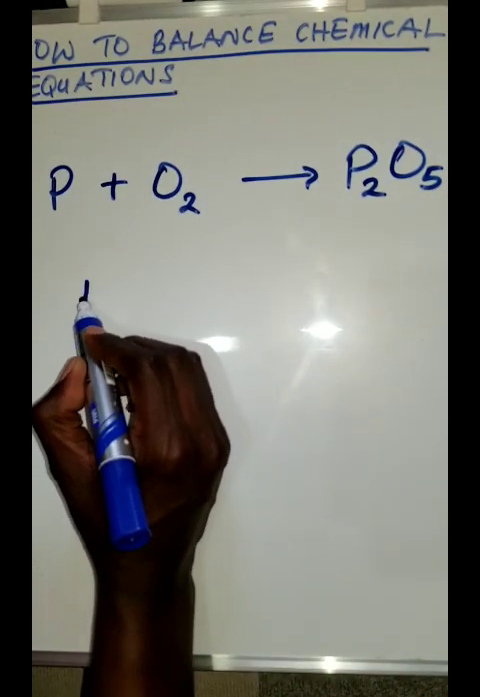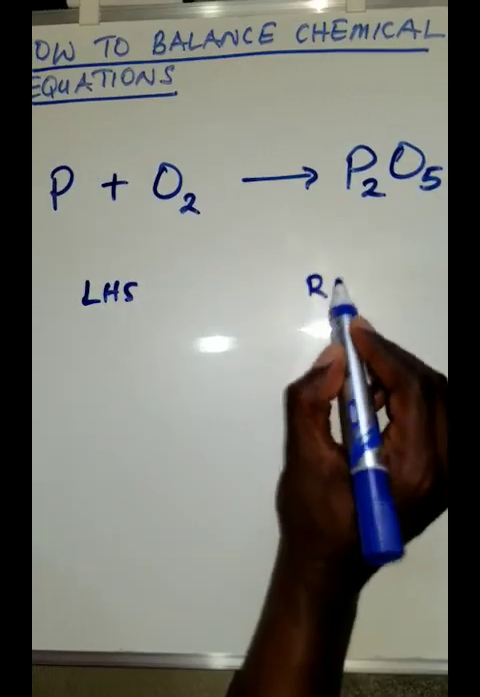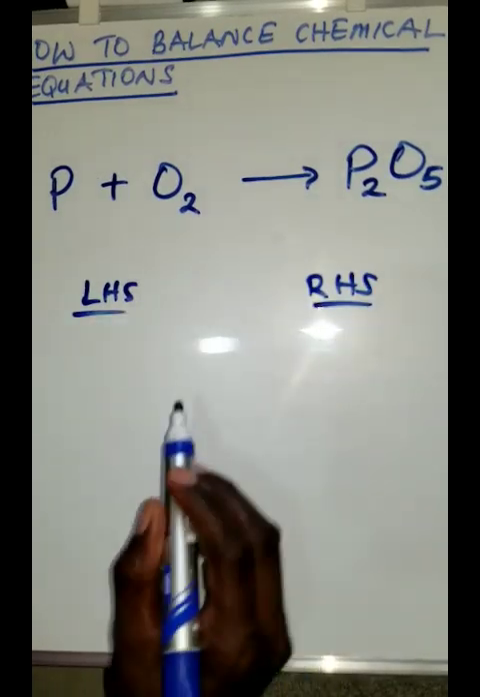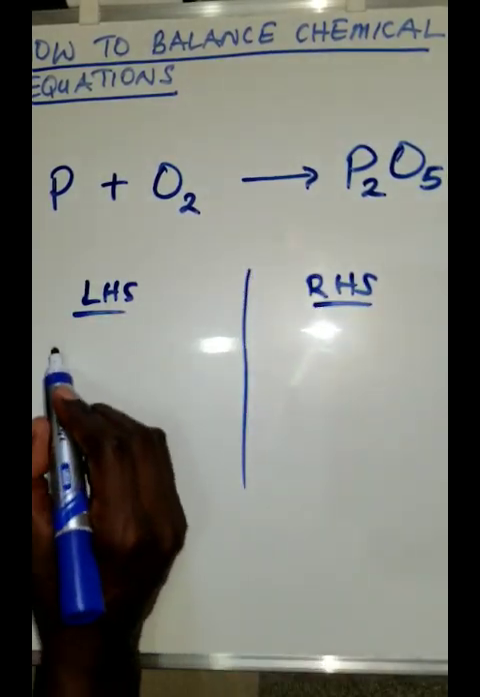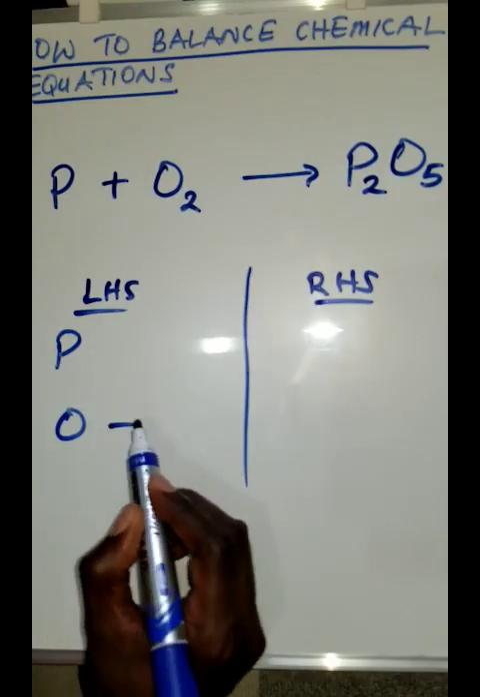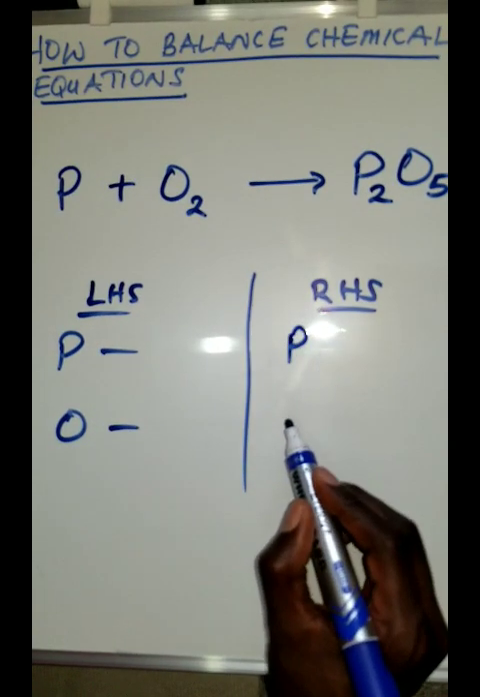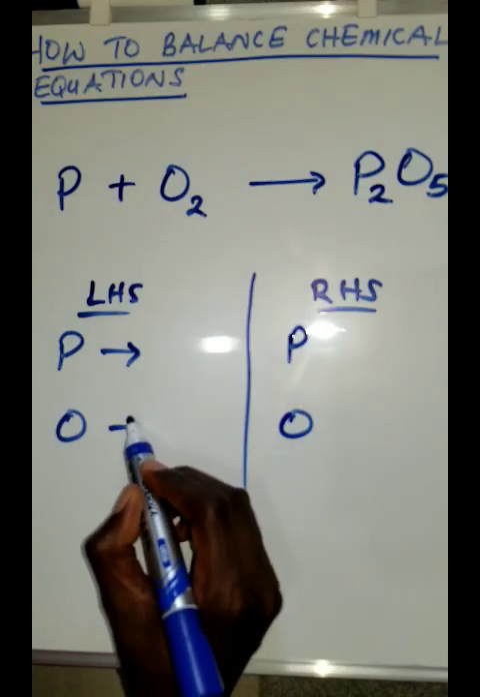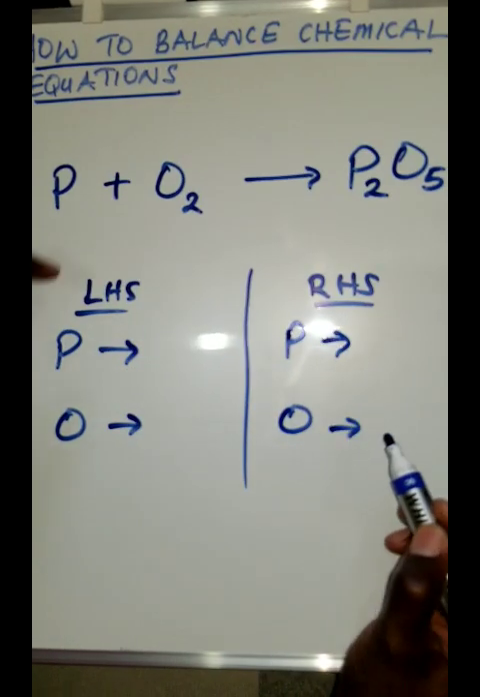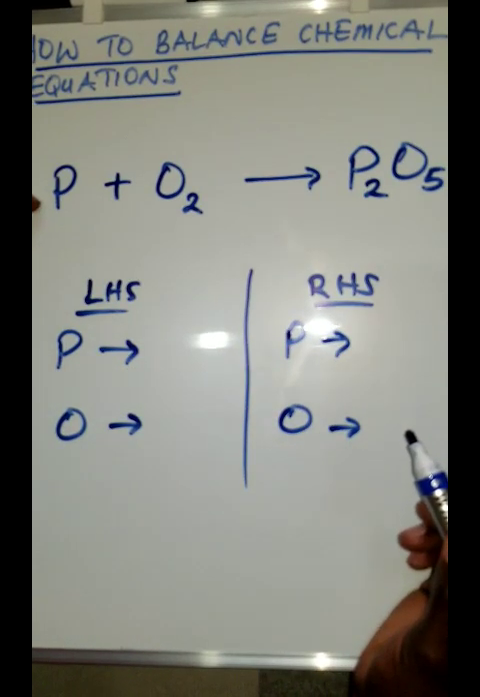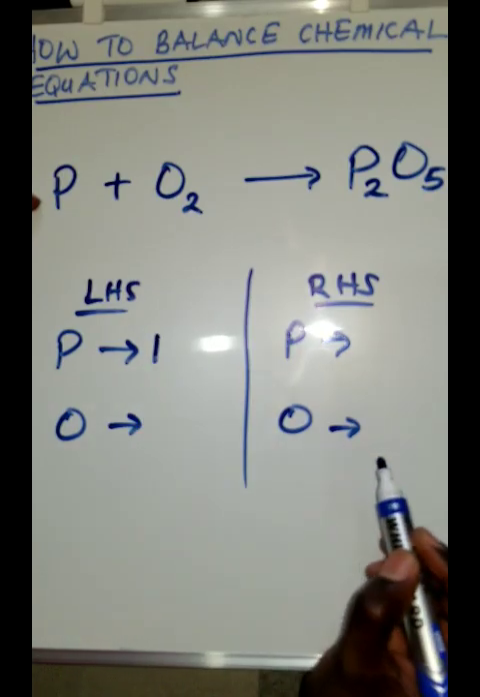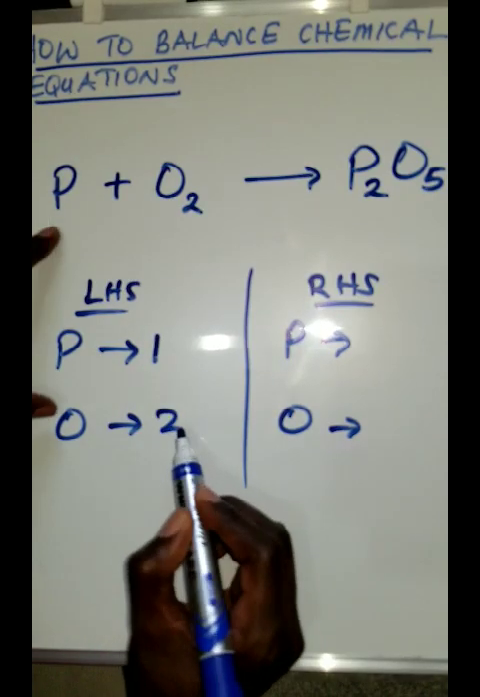So remember, on the left hand side and on the right hand side, what are the atoms that we have? We have phosphorus and oxygen. Then on the right hand side again, phosphorus and oxygen. So that is what we have. So how many atoms of phosphorus do we have on the left hand side? You only have 1, and of oxygen we have 2.